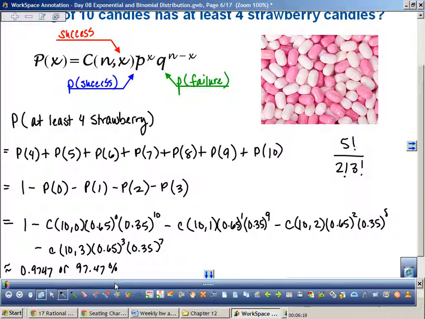What did they say was the average strawberry in the company? 65%. So wouldn't you expect there to be at least 4 candies in there? I would expect there to be 6.5 to be exact, right? So on average, the probability of somebody getting 4 candies out of 10 is at least 97%. Any more questions? Does it make sense? Is it fun? No. Does it make sense? Yes.